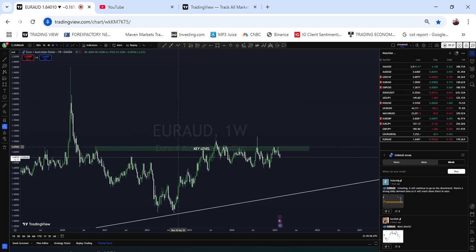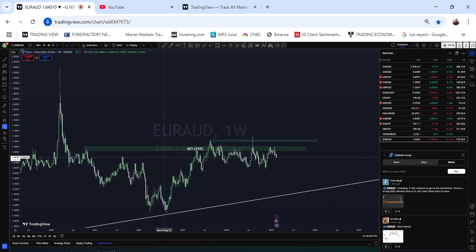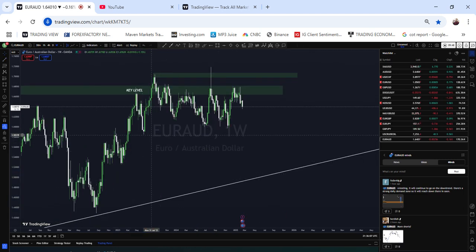So that is it, guys. You have to identify your various key levels. Bear in mind, this is the weekly time frame. Now we have already identified our key levels. This is our trend line, and another trend line, on the weekly time frame.